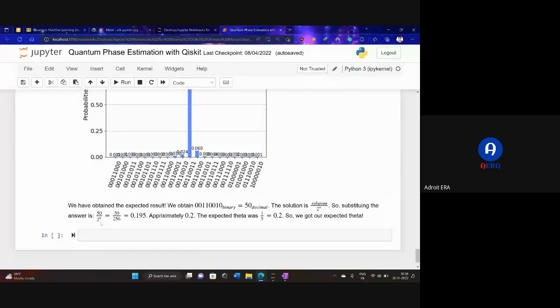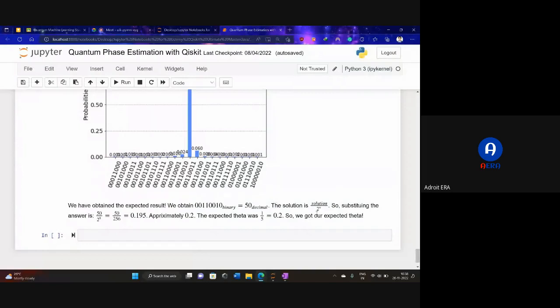As we have defined in our code, 50 divided by 256 is 0.195, which is approximately 0.2. The expected theta was 1/5, which is also 0.2. Therefore, with a much higher probability, we have achieved our expected theta. As you can see, we are able to achieve our theta value in this format.